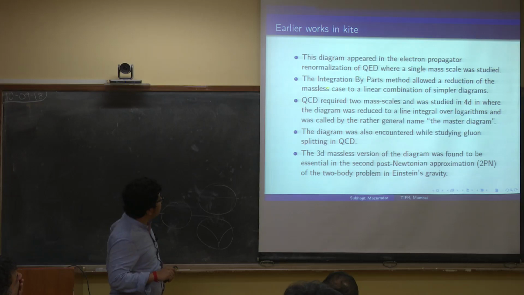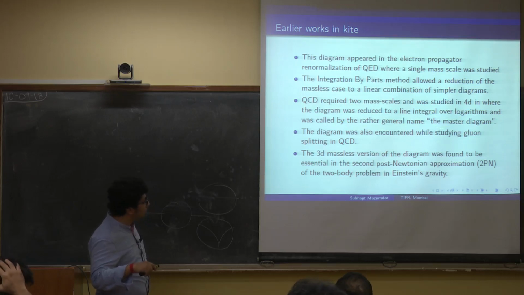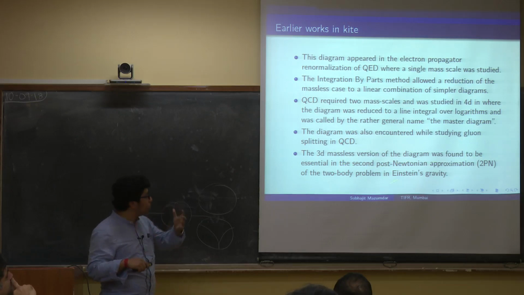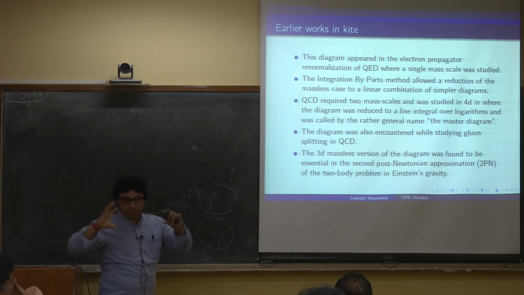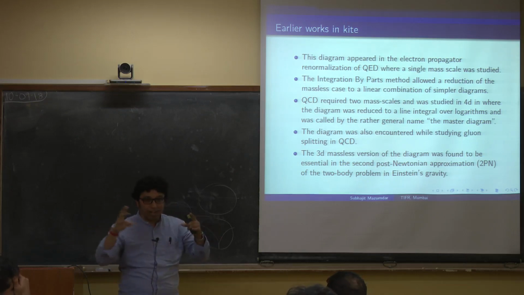And this integration by parts method, which I think you were asking about, showed that in the completely massless case it can be reduced to a linear combination of simpler integrals. In QCD in 4D it was reduced to a line integral over logarithms, and there they were called master diagrams. Also the 3D massless version of this diagram was found to be essential in the second post-Newtonian approximation. If you see the potential between two black holes, you will see this, and there it was called the lizard eye diagram. It looks like that.